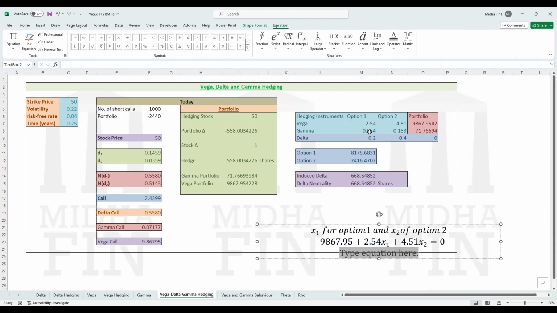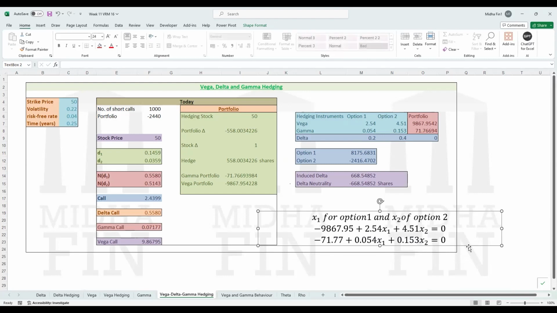My existing gamma is minus 71.77. Then I add option 1, that is 0.054 X1, and then I add 0.153 instrument 2. And when I do this, again, my net portfolio exposure, net gamma exposure, becomes 0. Now I can solve these 2 equations for X1 and X2. And when you solve it, you will get these 2 numbers.